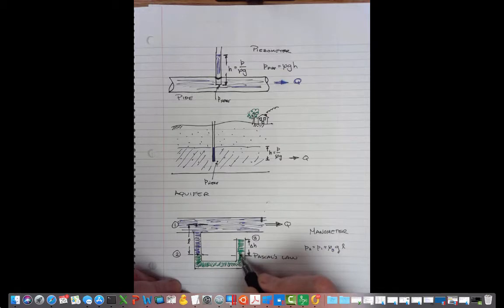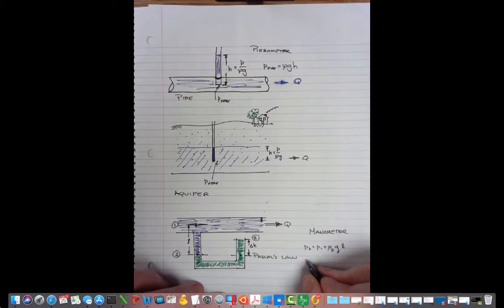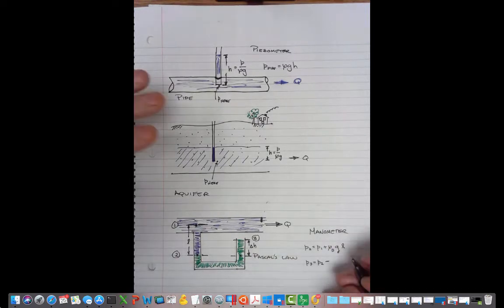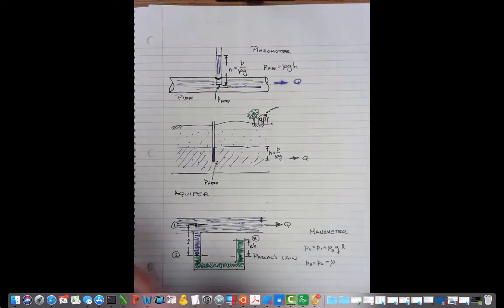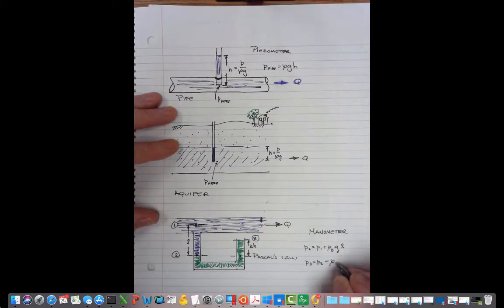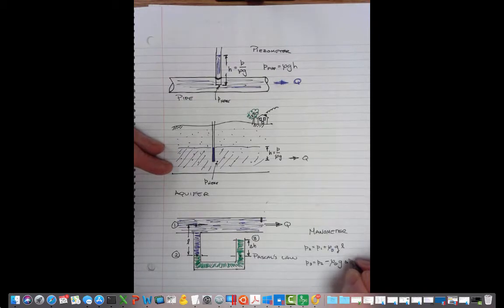We go to position 2 to 3, and we have P3 is equal to whatever P2 is. And now we're moving up in a fluid, so the pressure is going to decrease. Rho, in this case it's going to be green, G delta H. Recall L and delta H are known and measured values.